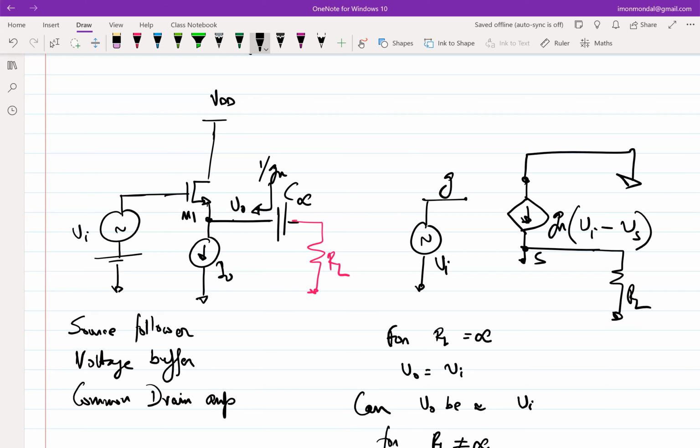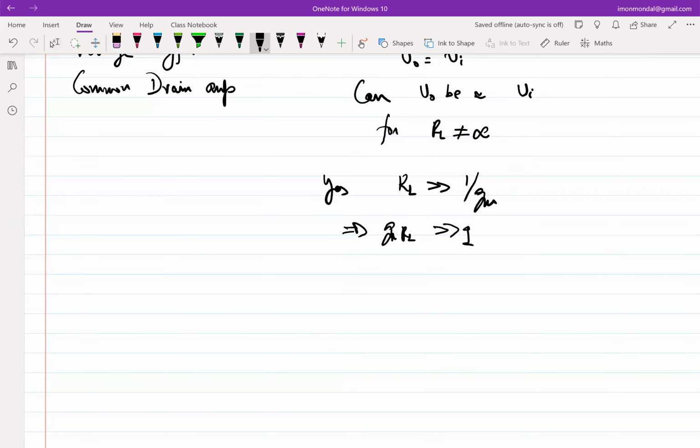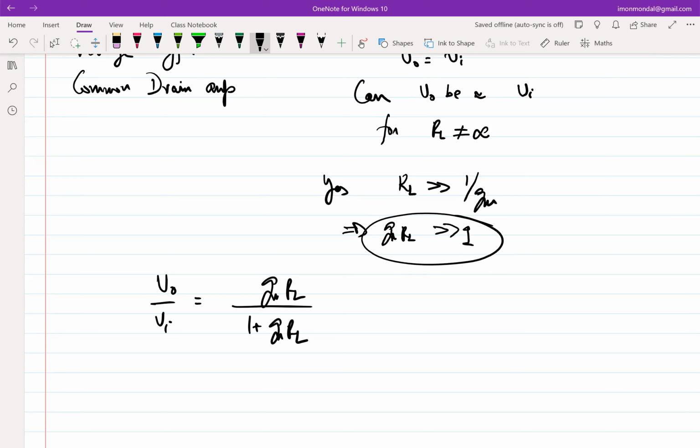So once you solve it, what are you going to get? You are going to get V0 over Vi, or Vs over Vi in this case. V0 over Vi will be equal to GMRL by 1 plus GMRL. I'm not doing the KCL solution, I'm sure all of you are experts in that. So this is what you are going to get. And you see that if you satisfy this condition, then V0 over Vi is equivalent to RL tending to infinity, that is equal to 1.